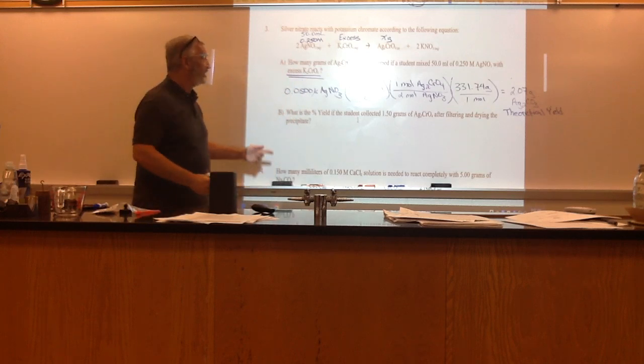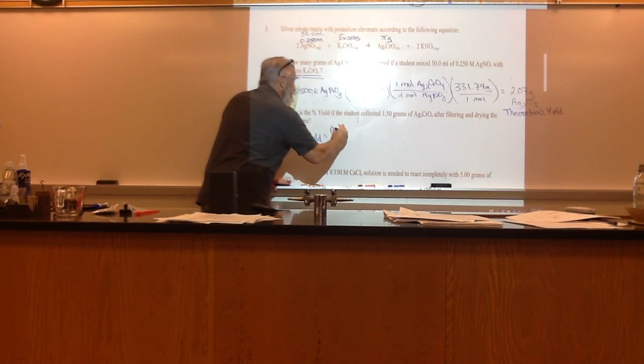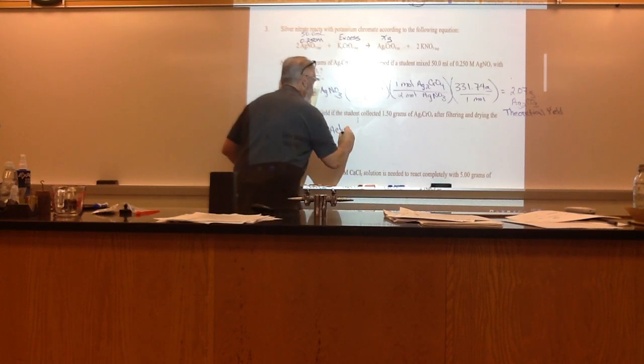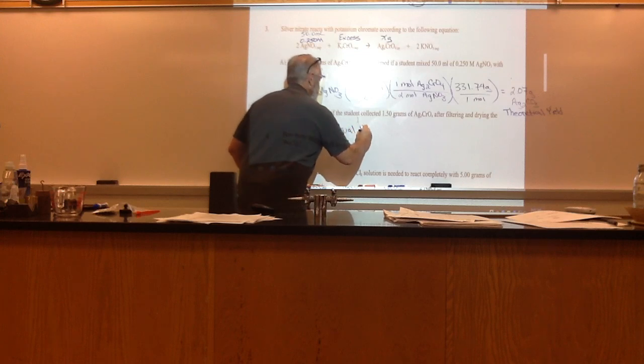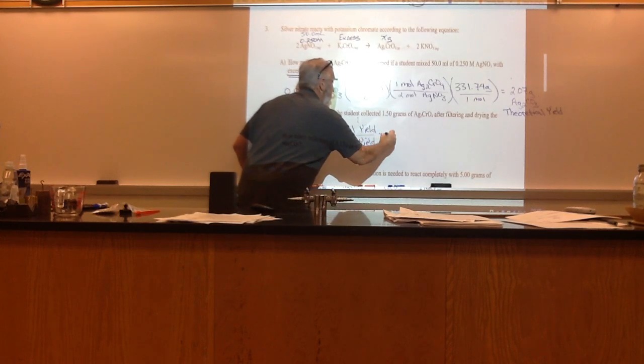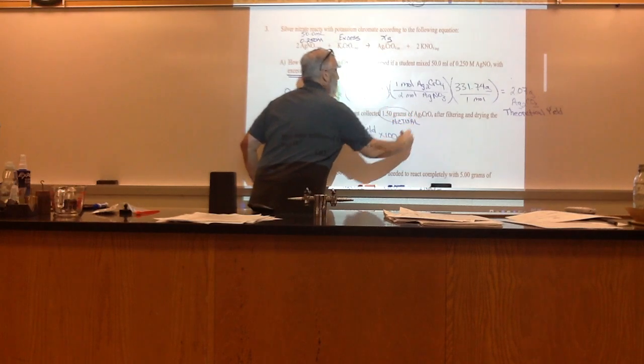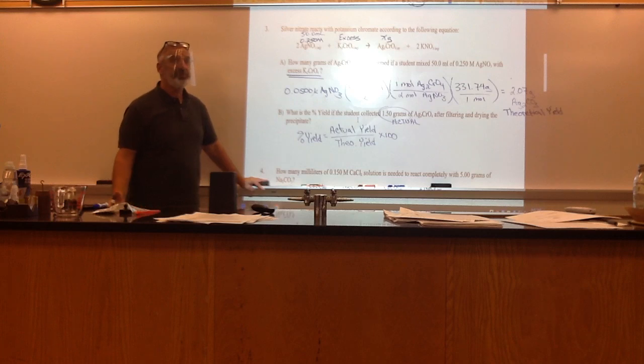Assuming everything was perfect, okay? But what is percent yield going to be? It's going to be what you got divided by my theoretical yield, and then times 100. This is my actual yield. That's what we really got. You can call it the experimental yield, experimental value. It's what you got in the lab.